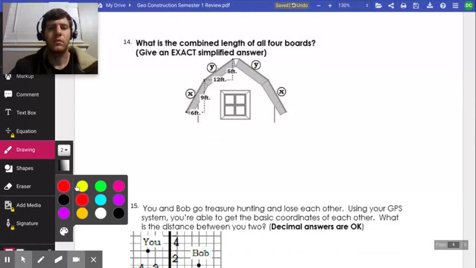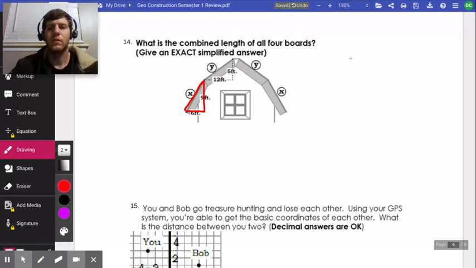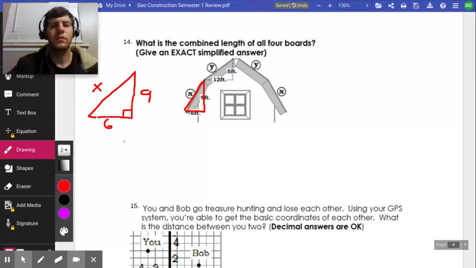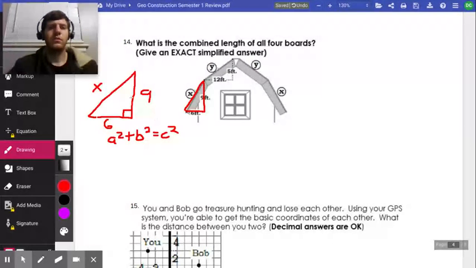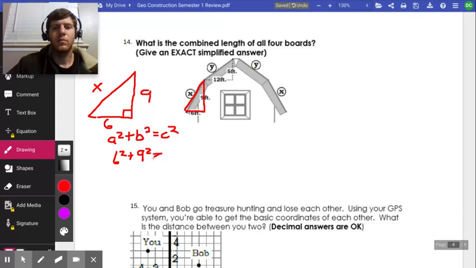All right, next question here. So we can look at these two triangles. Okay, so let's draw that one over here. We have an x, a 6 and a 9. So we have two sides of a right triangle, and we're looking for the third. That's going to be the Pythagorean Theorem: a squared plus b squared equals c squared. c is your hypotenuse, across from the right angle, and a and b are the two legs of your right triangle. So here we would have 6 squared plus 9 squared equals x squared.